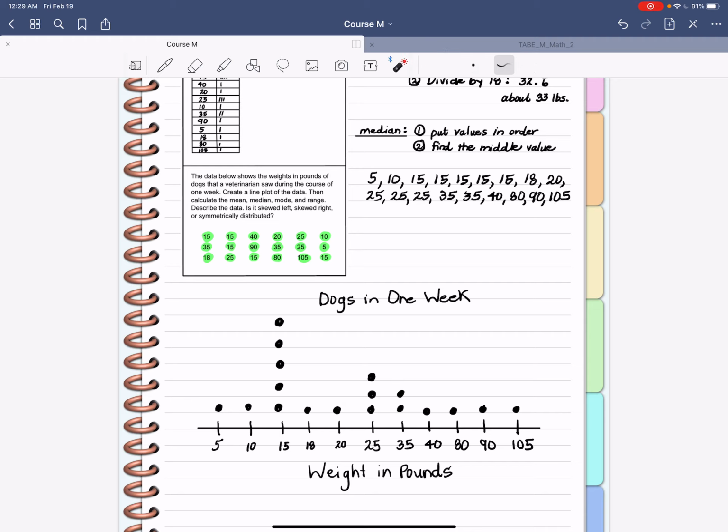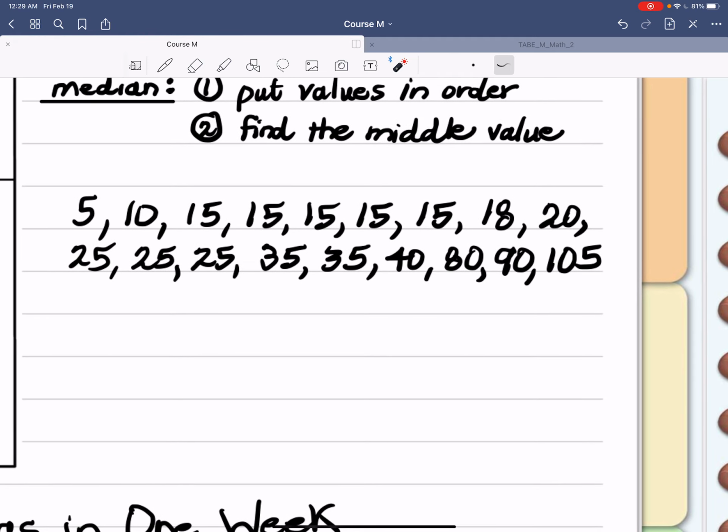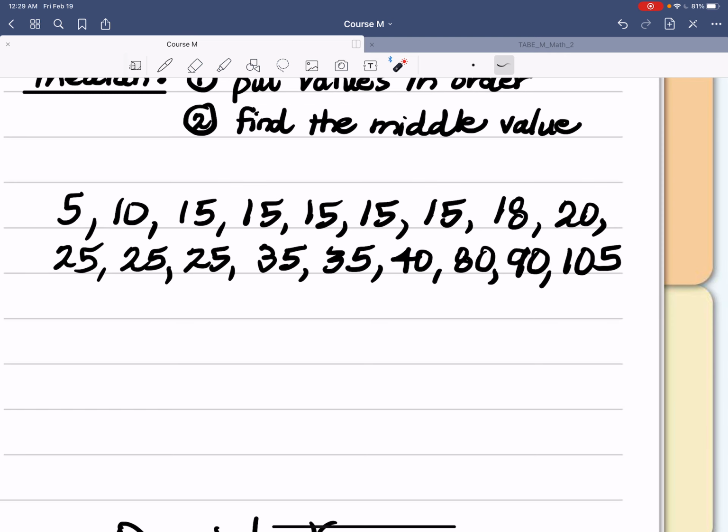You know what I'm going to do. Count them. 1, 2, 3, 4, 5, 6, 7, 8, 9, 10, 11, 12, 13, 14, 15, 16, 17, 18. Okay, so I have 18 values. That means the middle would be between the 9th and 10th one. So I'm going to count 1, 2, 3, 4, 5, 6, 7, 8, 9. And then there would come the middle.